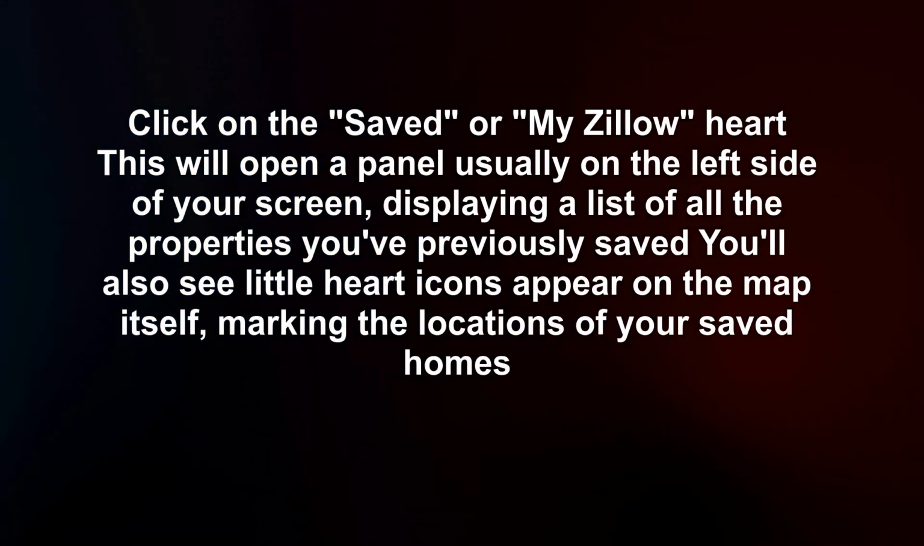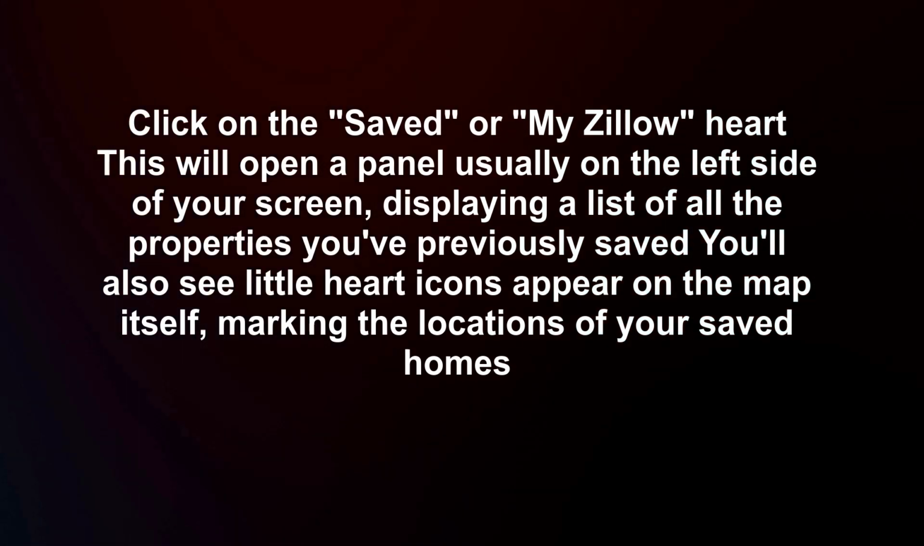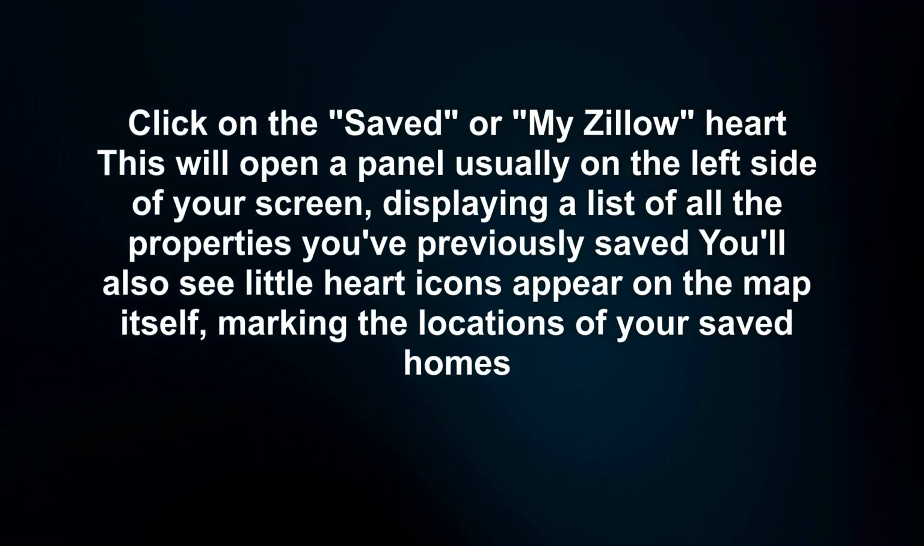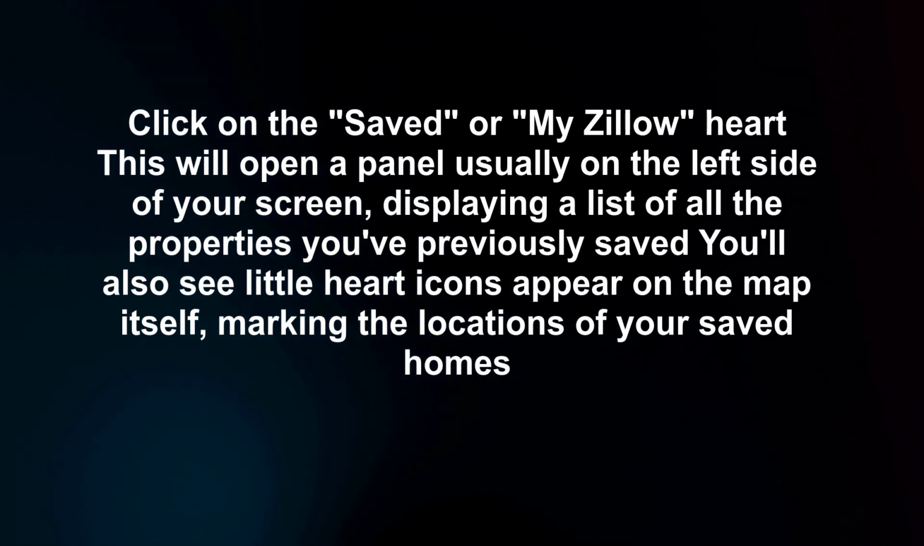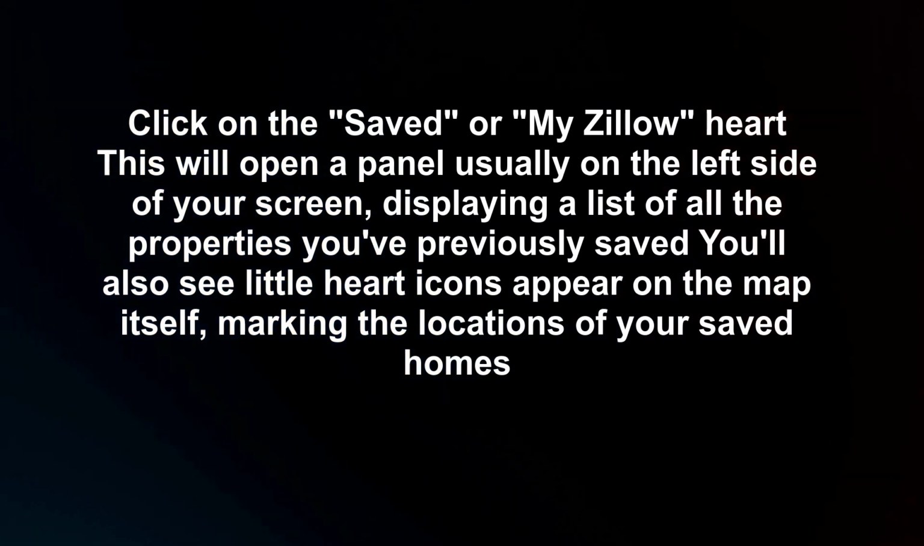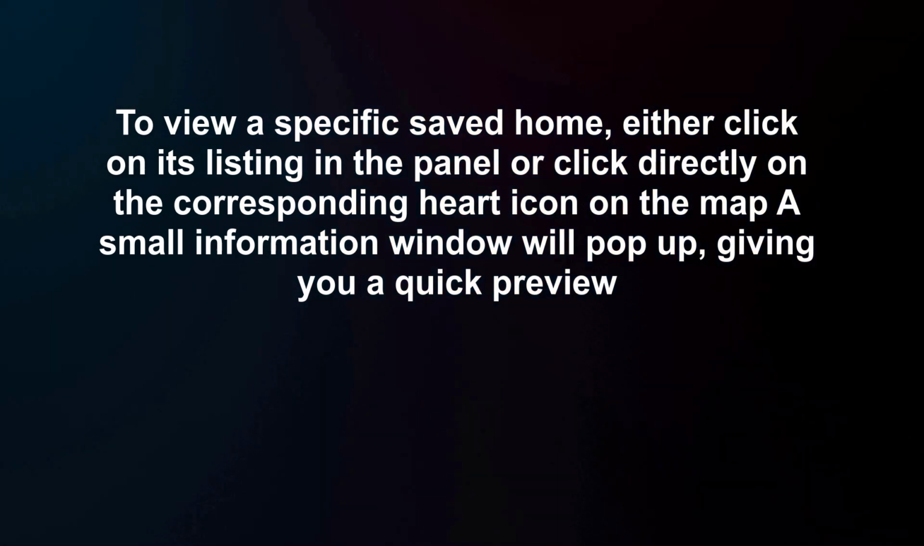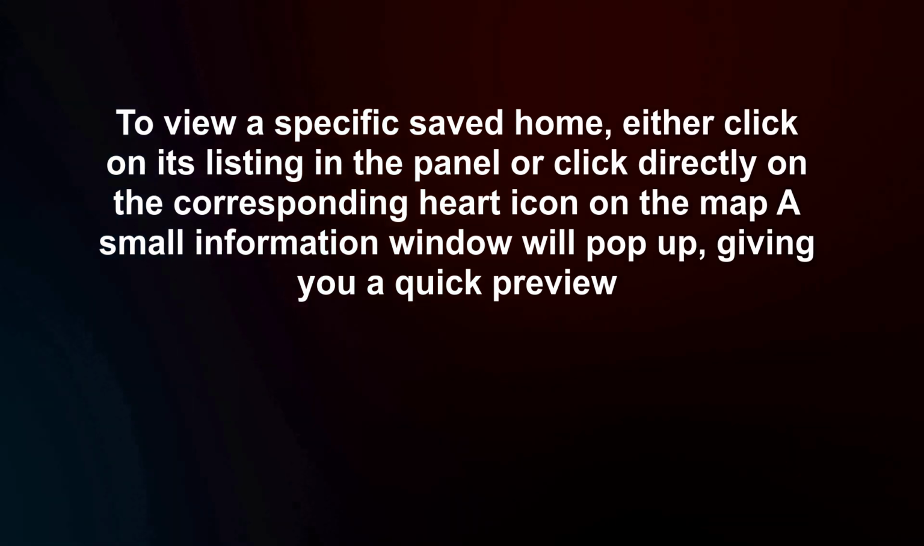This will open a panel, usually on the left side of your screen, displaying a list of all the properties you've previously saved. You will also see little heart icons appear on the map itself, marking the locations of your saved homes. To view a specific saved home, either click on its listing in the panel or click directly on the corresponding heart icon on the map.